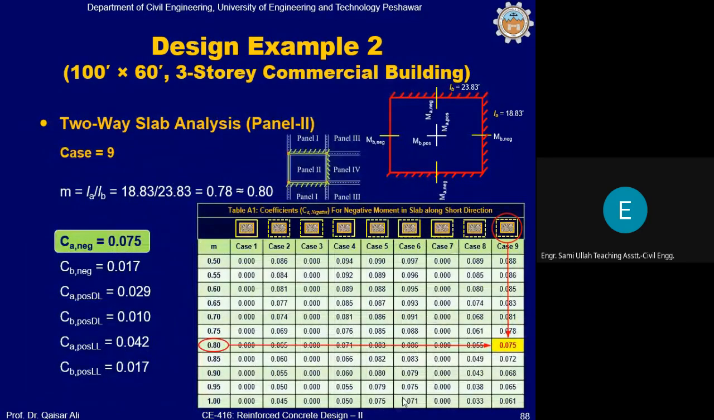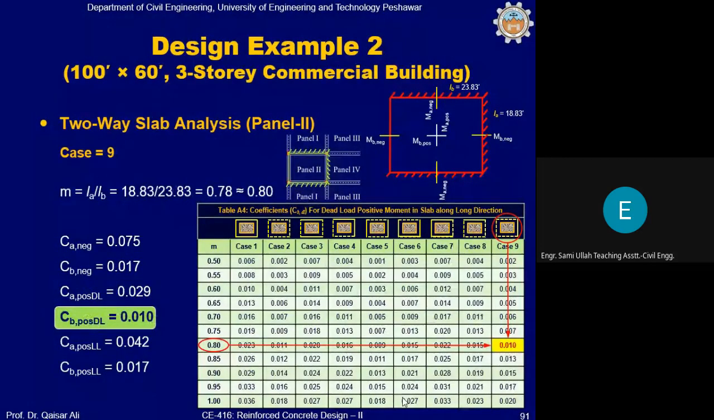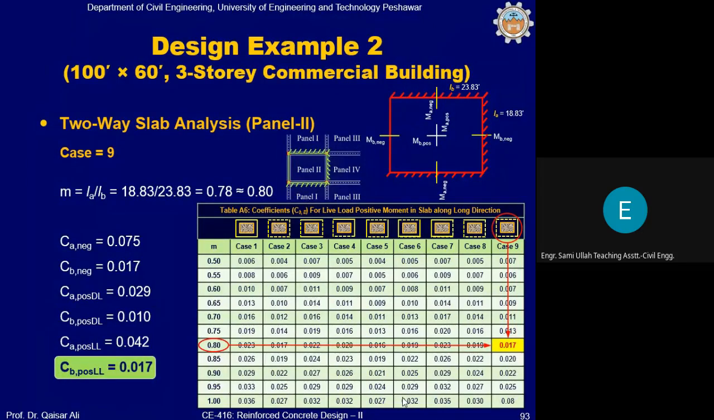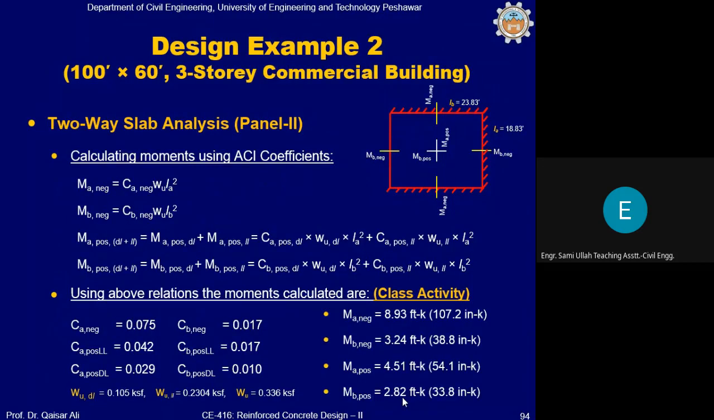Similarly, panel 2, it is corresponding to case 9. CA negative, CB negative, CA positive for dead load, CB positive for dead load, CA positive for live load, and CB positive for live load. Again, using the same equations, you can calculate the moment values. And these are the moment values. MA negative, MB negative, and MA positive and MB positive.